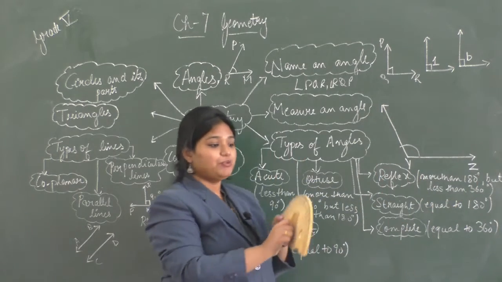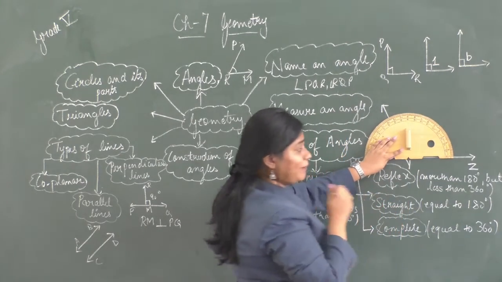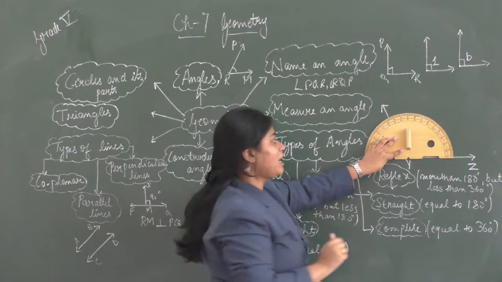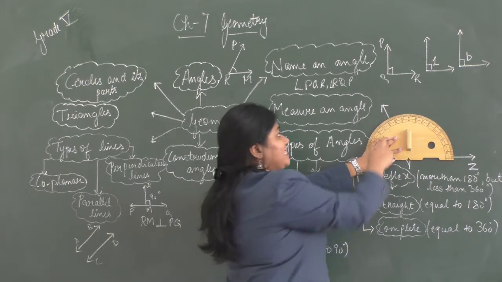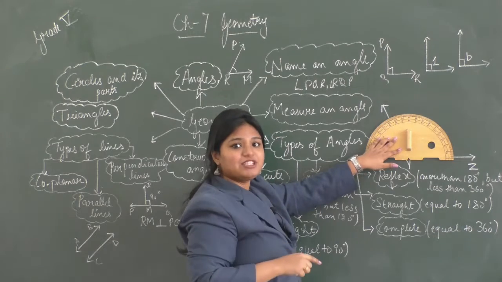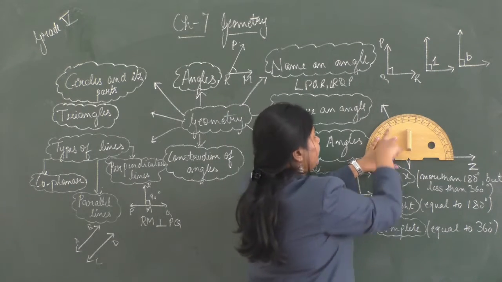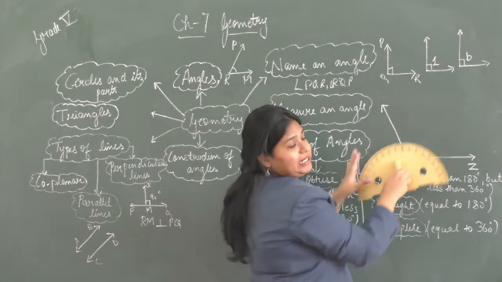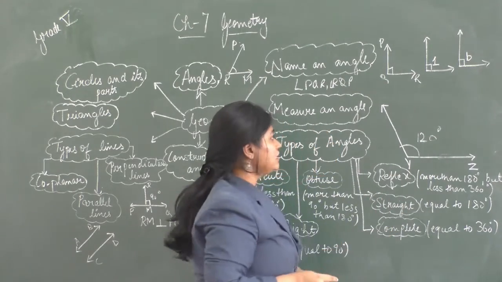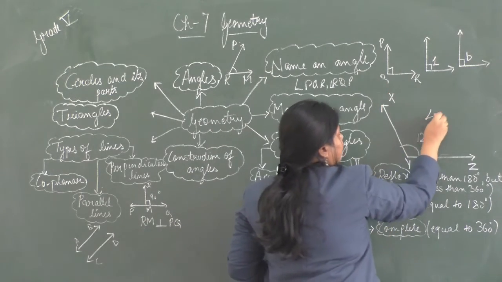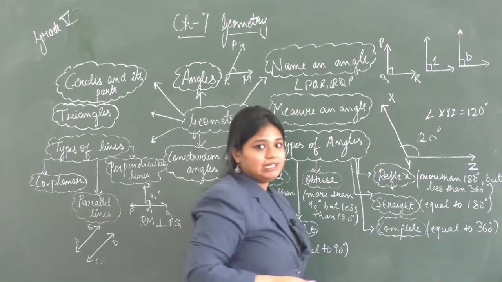To measure the angle, you will place your protractor on the given angle. Now the baseline of the protractor should overlap with the base arm of the given angle. Now wherever the second arm overlaps with any measure on the protractor, that is the given measure of the angle. So here the arm is overlapping 120 degree. So you will write 120 degree on the inner side. This means angle XYZ is equal to 120 degree.